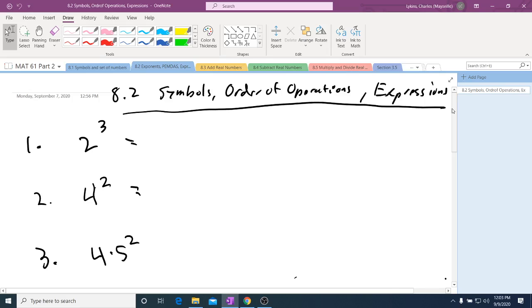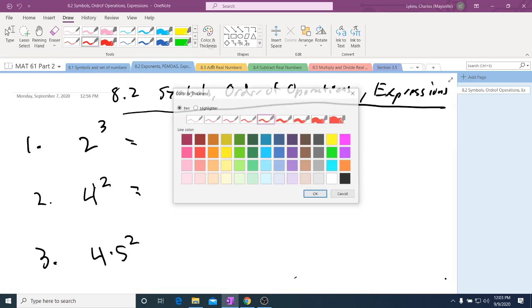Okay, welcome back to section 8.2, which deals with symbols, order of operations, which is known as PEMDAS, and also expressions. So some of this is going to be a review, which I understand. So we continue to make sure we're getting the concepts. That's why we're going to continue doing this.